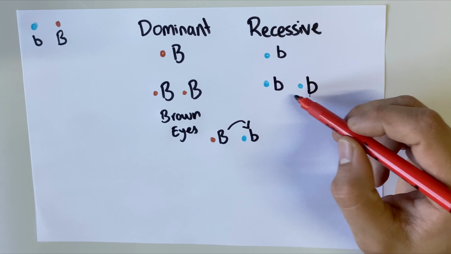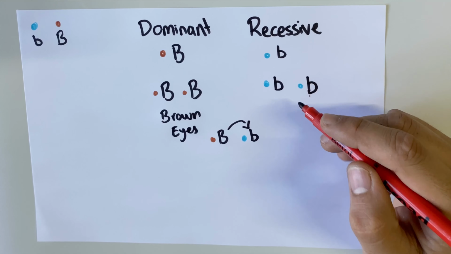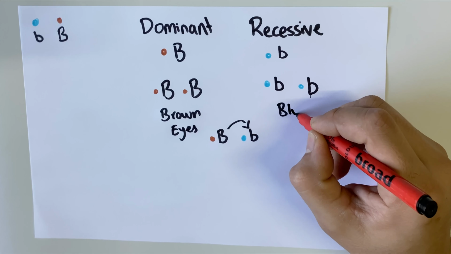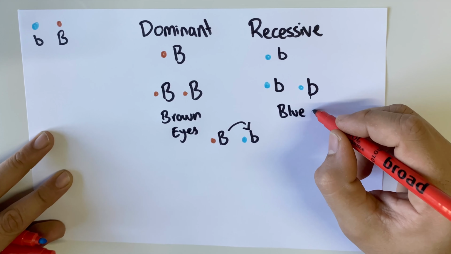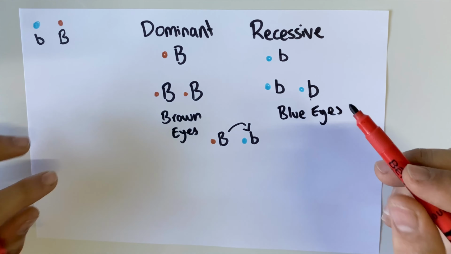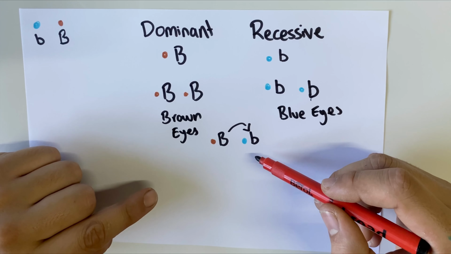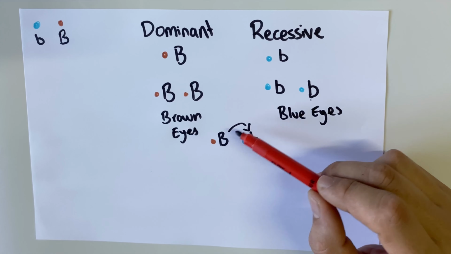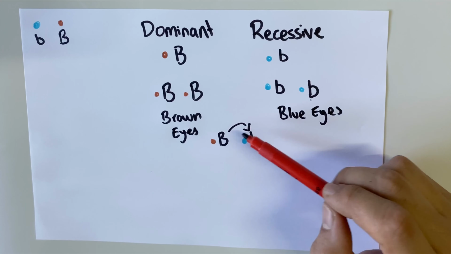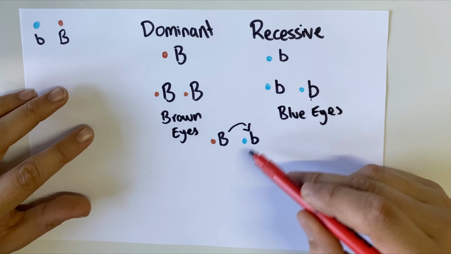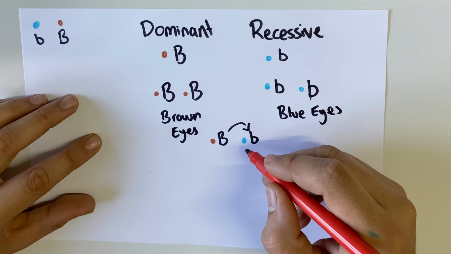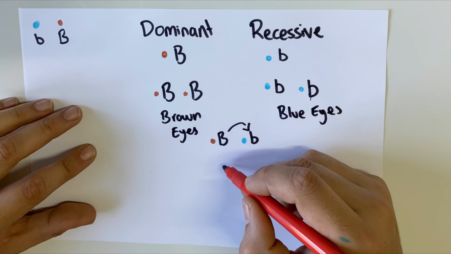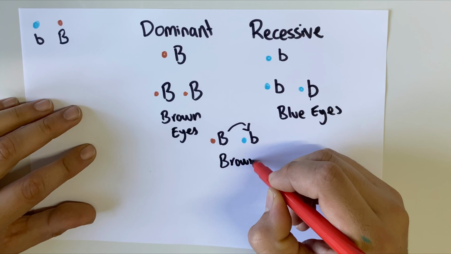Now here you will see that with 2 lowercase b's, 2 recessives together, neither will overpower each other. So the phenotype, the visual characteristic, will be blue eyes. However, when you have them mixed together in a particular organism, because the dominant gene dominates in a sense, or is stronger than the recessive, it masks that recessive gene. So what we would see, the visual phenotype would not be 1 brown, 1 blue, it would actually just be brown eyes.